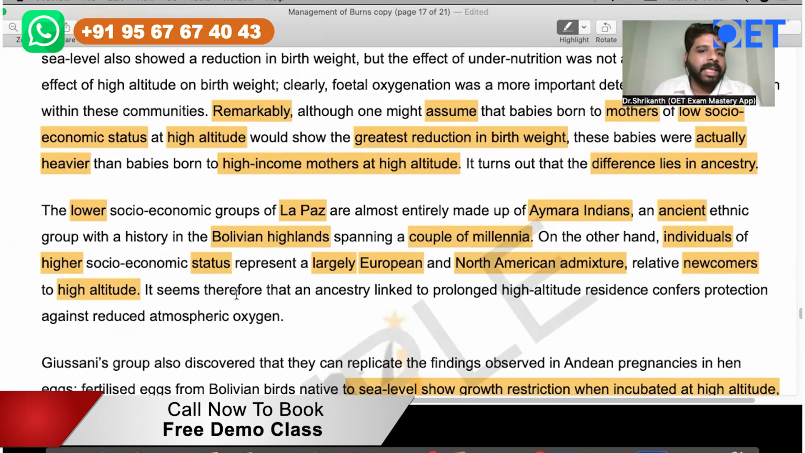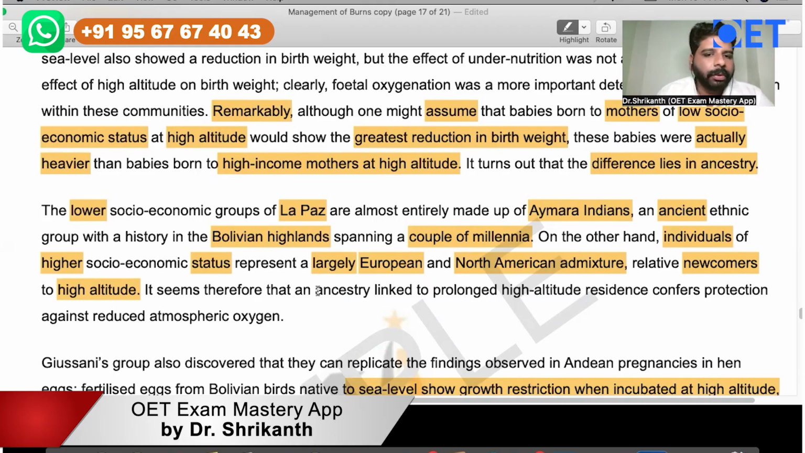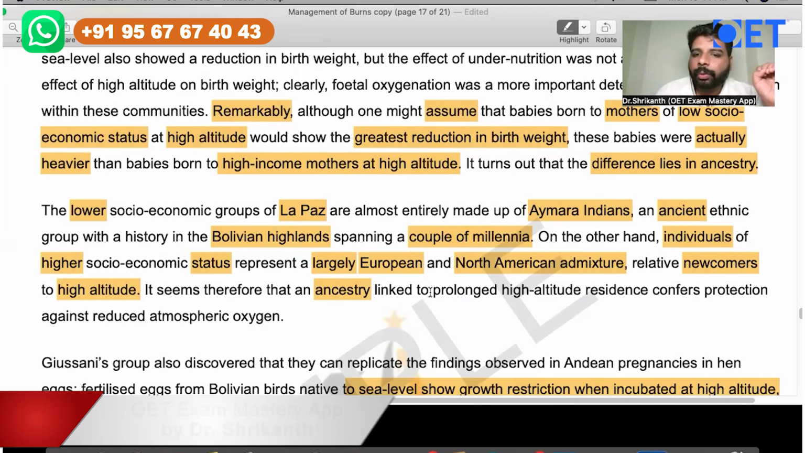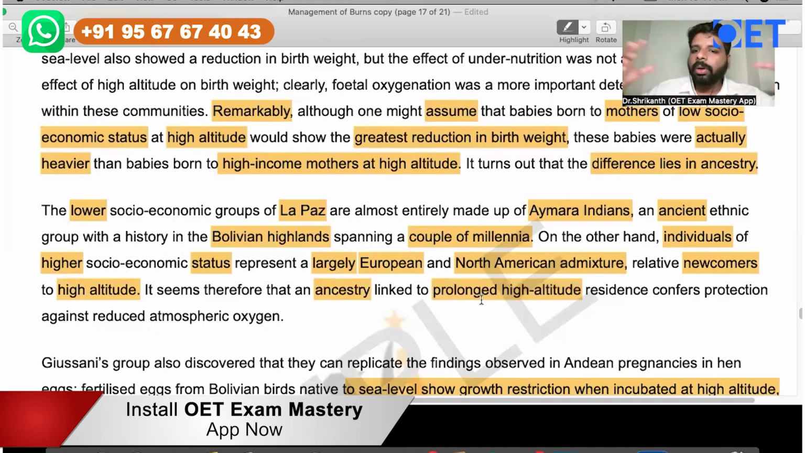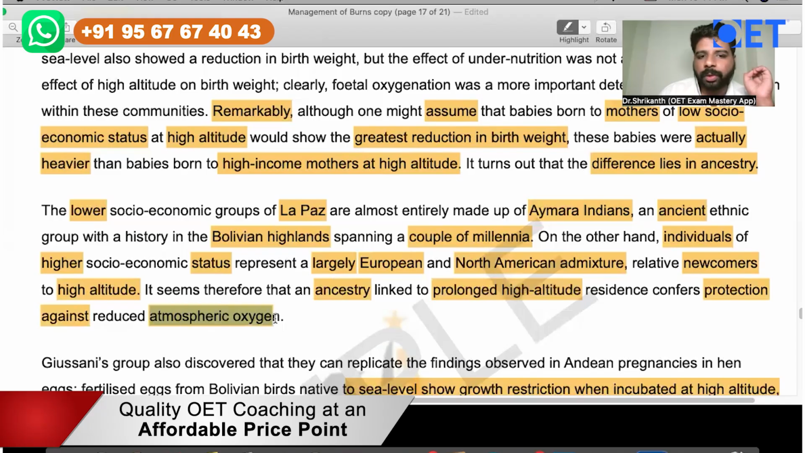Okay, now here the last sentence says, it seems therefore that an ancestry. Ancestry basically means what? Our forefathers, great grandparents and all. Ancestry linked to prolonged high altitude residence. Prolonged basically means what? Duration. Okay, time duration, prolonged duration of time, at high altitude residence confers protection against reduced atmospheric oxygen.